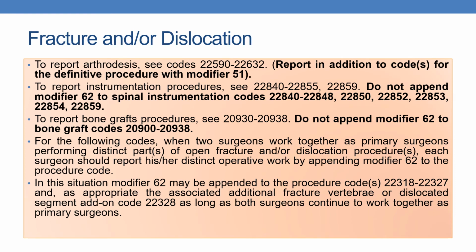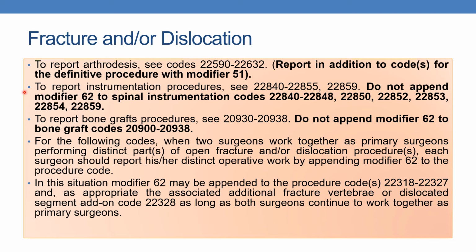Now coming to codes of fracture or dislocation. Fracture can be treated by arthrodesis or instrumentation or using bone grafts. To report arthrodesis, you need to see the codes 22590 to 22632. Report in addition to the code for definitive procedure with modifier 51 to indicate multiple procedures. Whenever fracture treatment is done along with arthrodesis, you can report the additional codes with modifier 51. To report instrumentation procedures, you need to refer to 22840 to 22855 and again 22859.